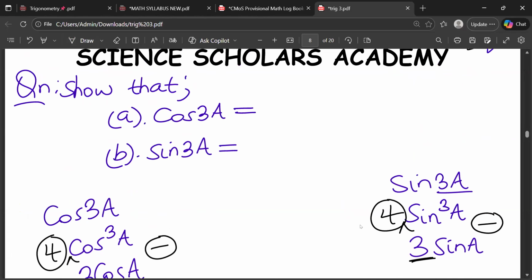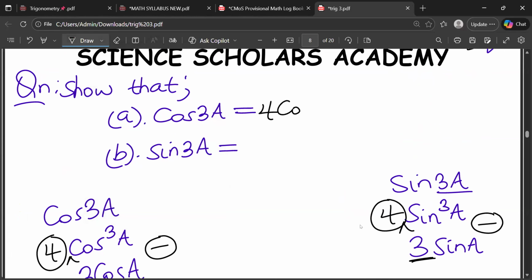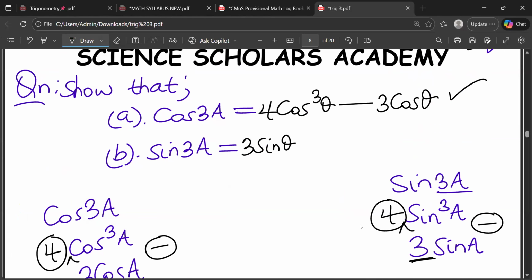So for this cos, it is the cubed that will come, and you all know that the cubed is having the coefficient 4. Then they are separated with a minus. Then the other side we said cos. Then for sine, it is the reverse. It begins with 3 sine theta, then minus the 4 sine cubed theta.